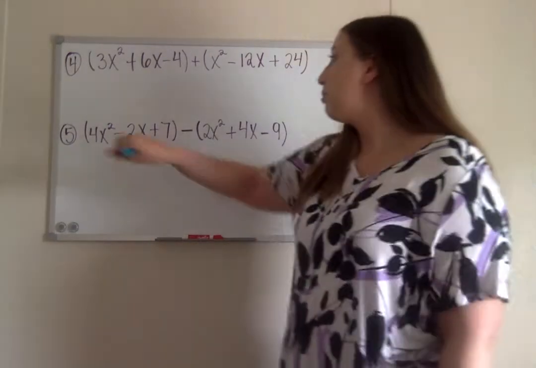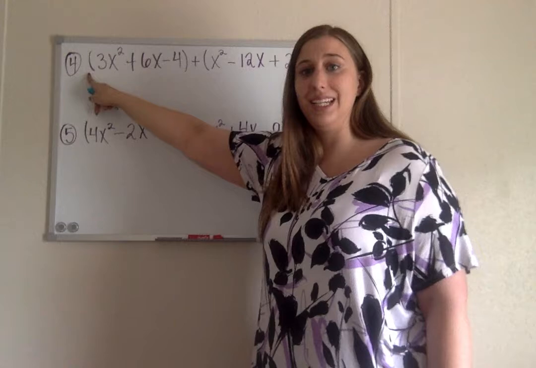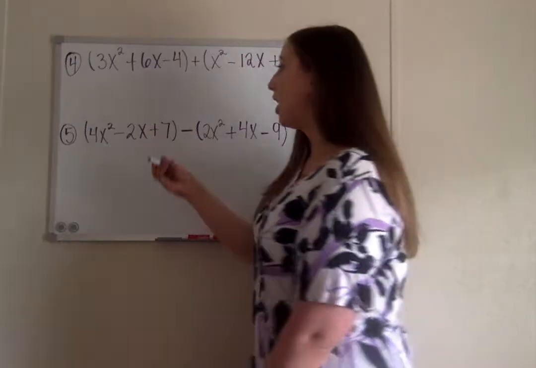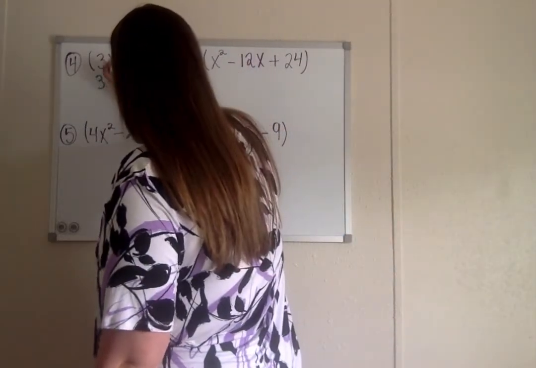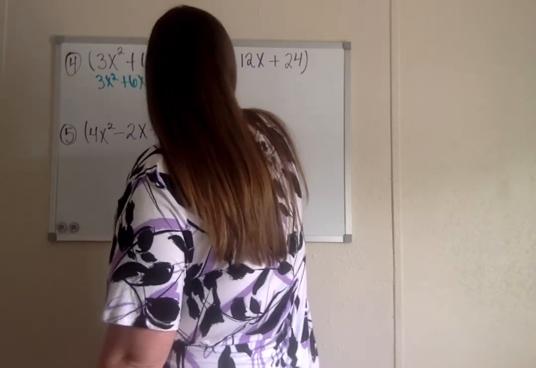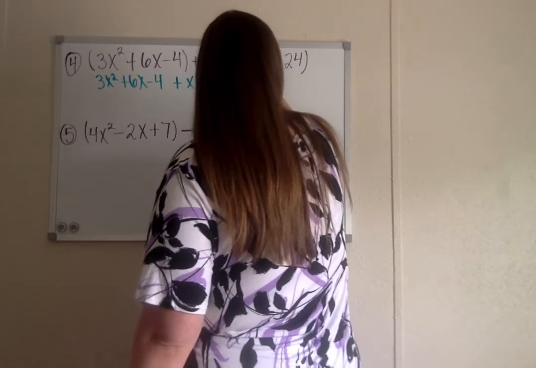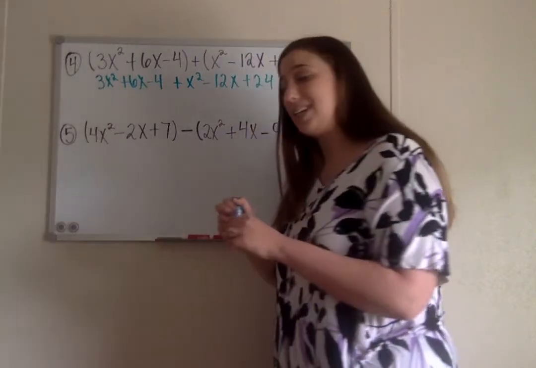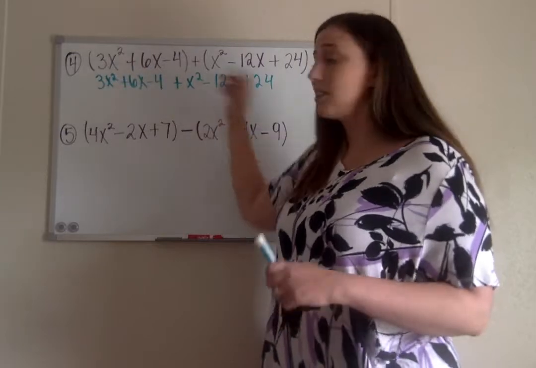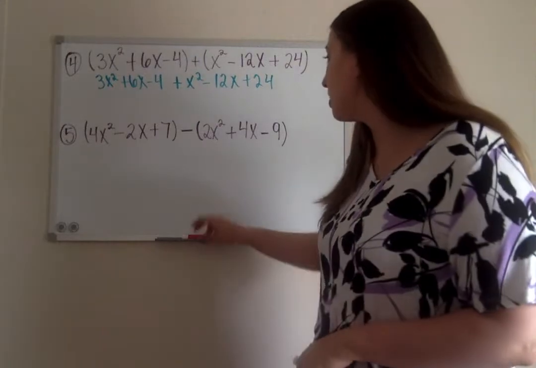distributing. Number 4 up here, this example is actually very easy because you'll notice the only thing we're distributing is a positive 1. So actually, nothing's going to change when we distribute. I'm just going to rewrite everything how it is. 3x squared plus 6x minus 4. And then we have plus x squared minus 12x plus 24. Because all that's in front of the parentheses is a positive 1, nothing's going to change when we distribute a positive 1. Everything stays the same. So now we just have to look for those like terms again.